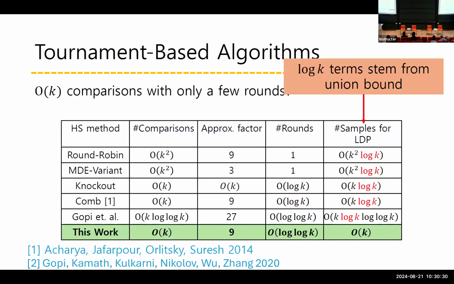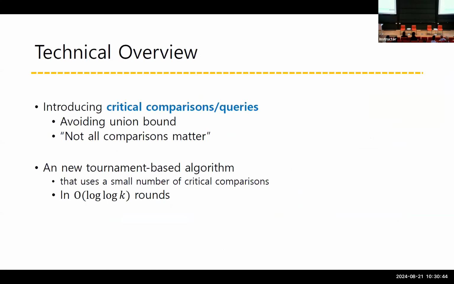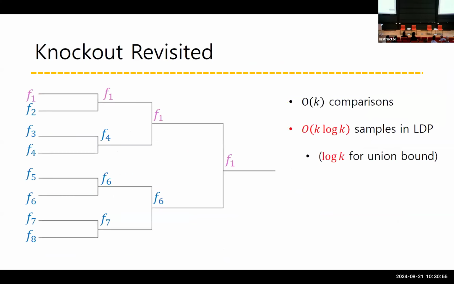One note is that all of the top algorithms have a log k factor in them. It comes from a union bound, because you are doing comparisons, and k or k squared comparisons all have a union bound, and we got rid of that. So how do we do that? We do a more careful analysis with the concept that we call critical queries. And the second one is the improved algorithm. Maybe it's easier to see it in the knockout example, to see how we avoid the union bound.